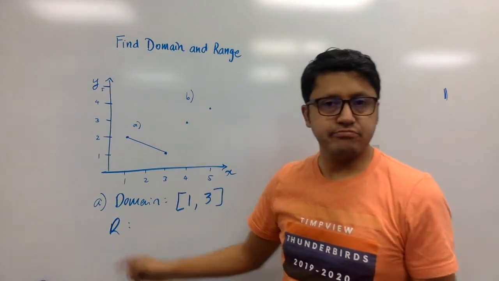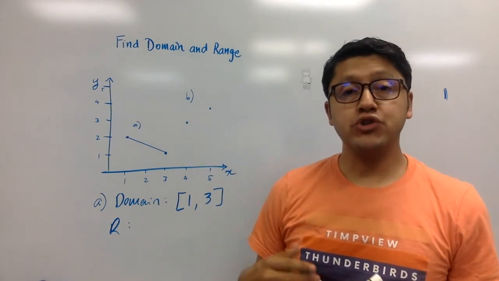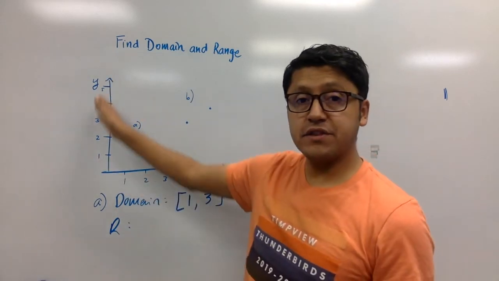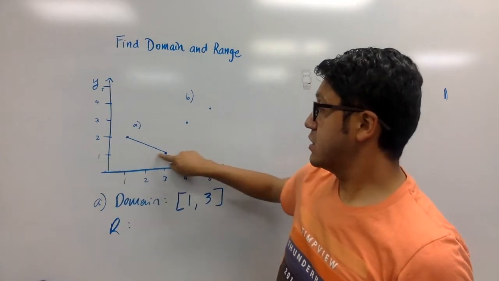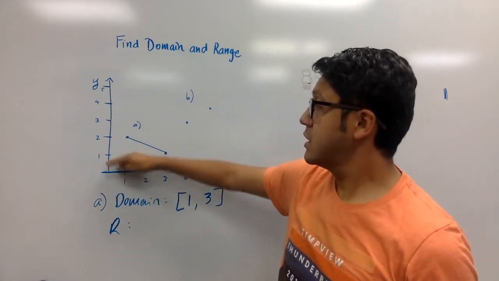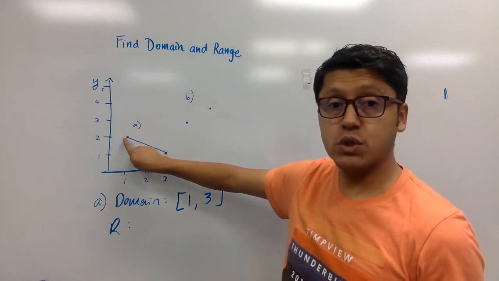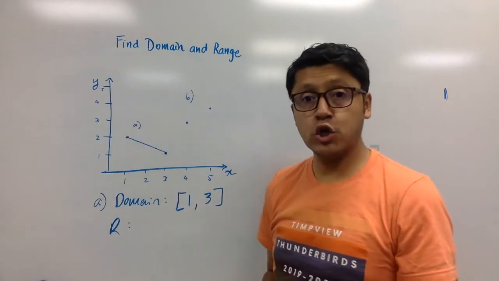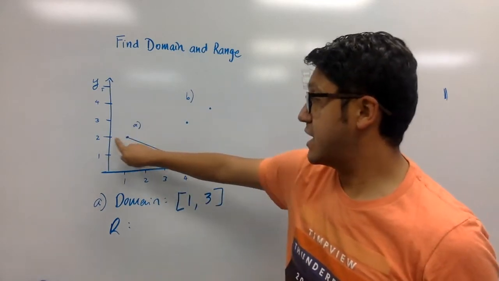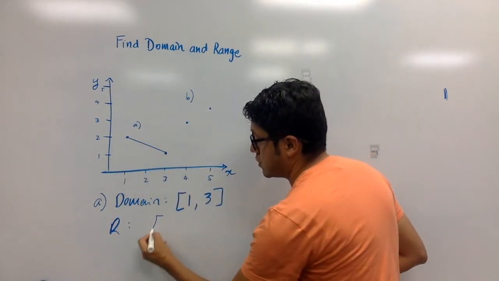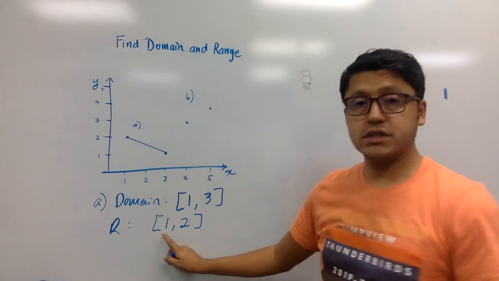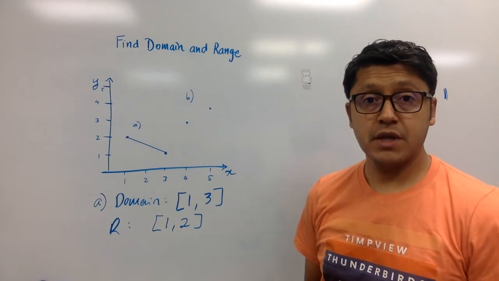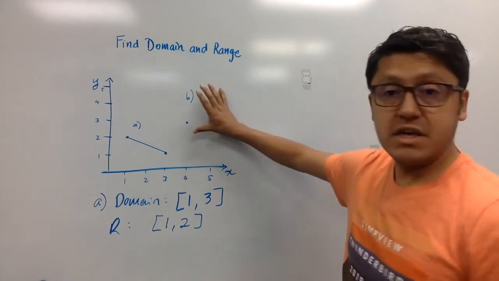R means range. Now I'm going to see what y values the function is using. So if I take a look at this, I can notice that the lowest value is 1 and the highest value it reaches is 2. So same thing here, including both of them. When I say include, it means that I can use 1 and I am using 2 as well. So as you can see, the lowest value of the range is 1 and the highest value of the range is 2. That's it.